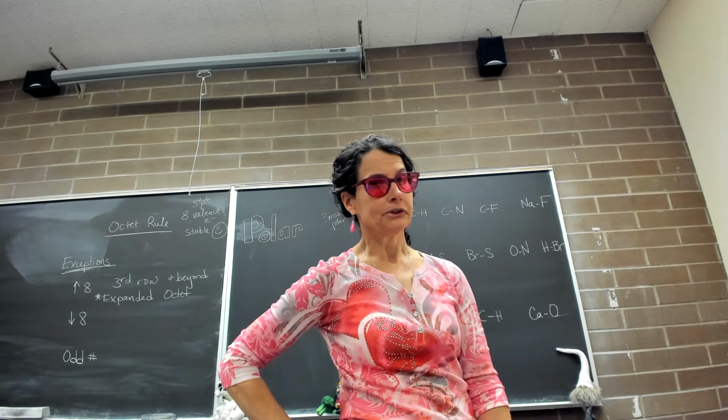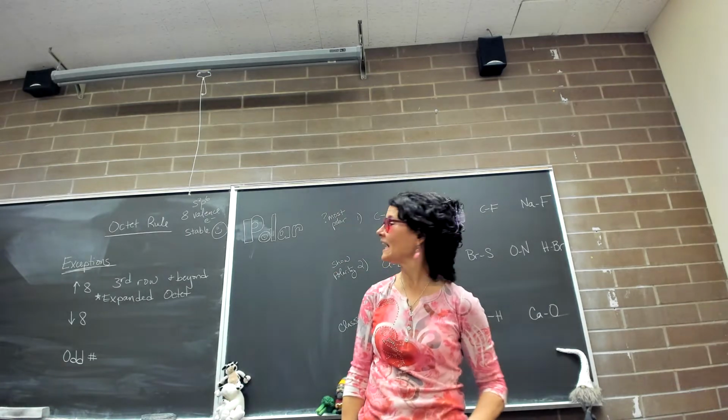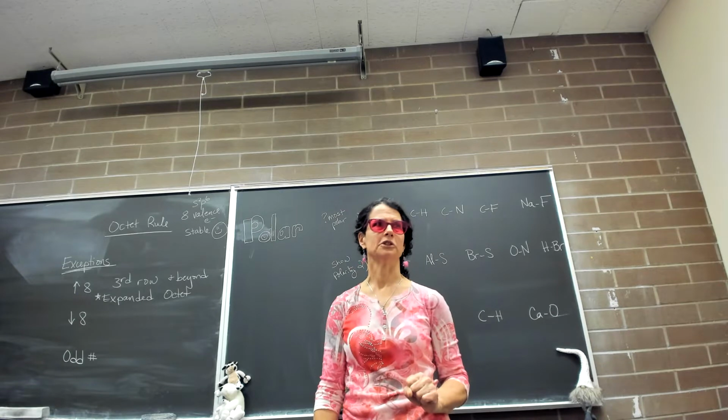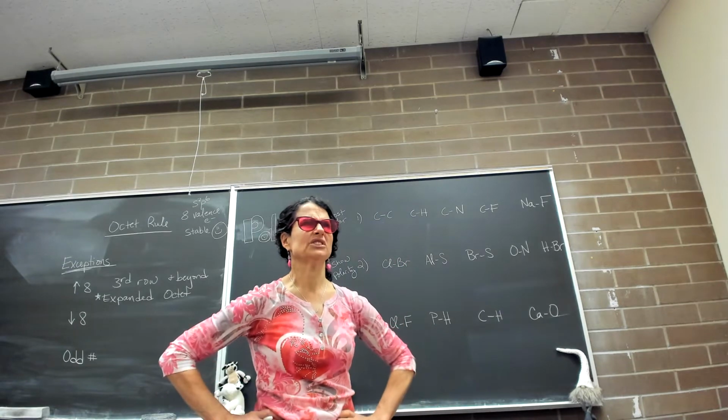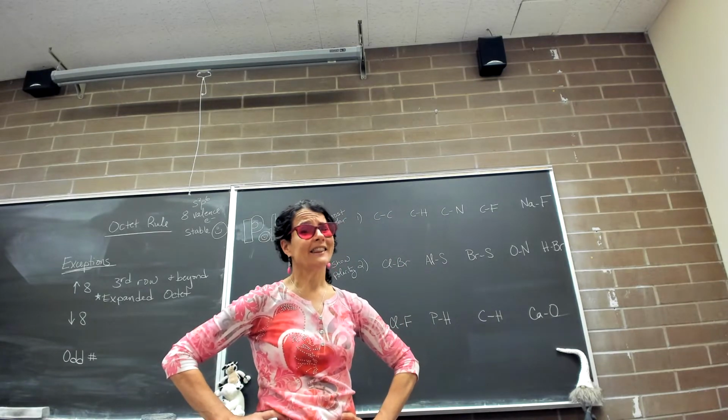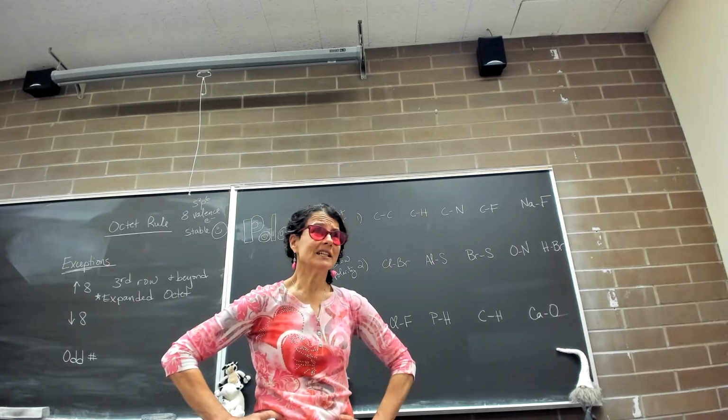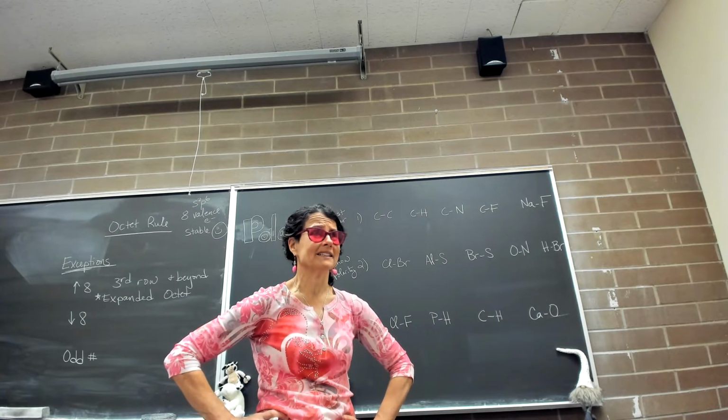That's pretty much the whole periodic table. They can do that because they have d orbitals available. Now you might be going, phosphorus, sulfur, they don't have d orbitals. They are available. They're not using them, but they're there, and so they can expand into them.